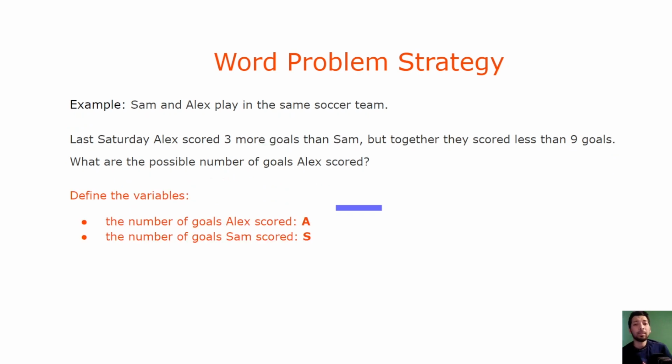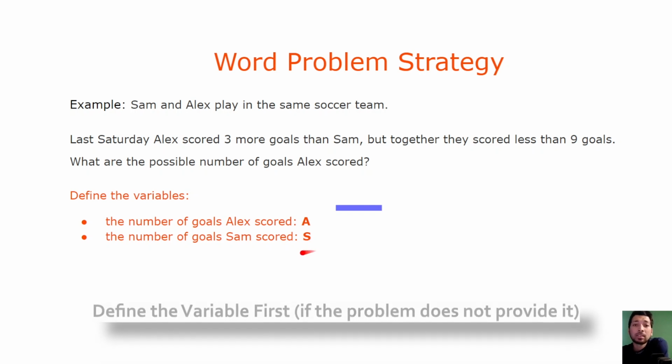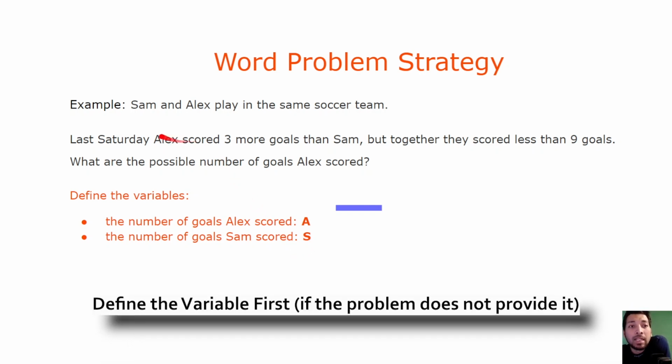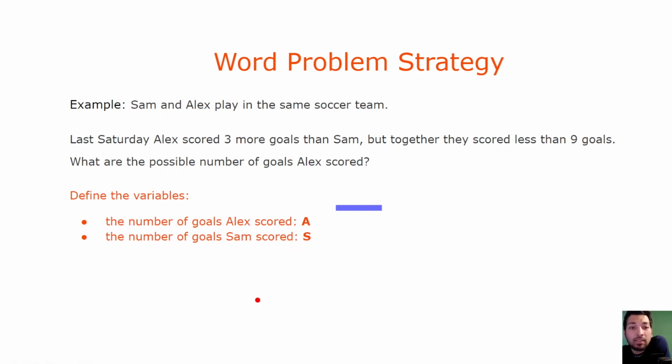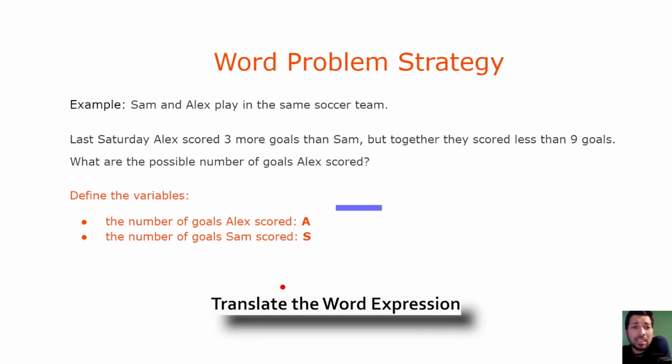The first step is to define the variables in the problem. We are dealing with Alex and Sam, so they are the subjects of this problem. We define Alex as A and Sam as S. Once we define the variables, we can translate the word problem into math.